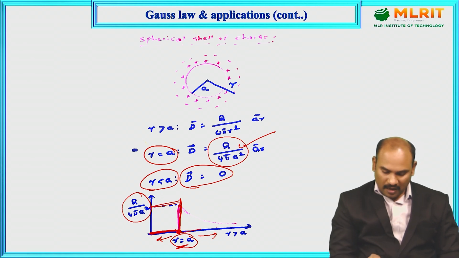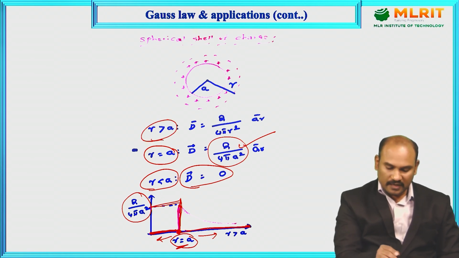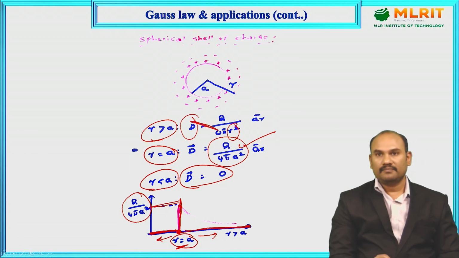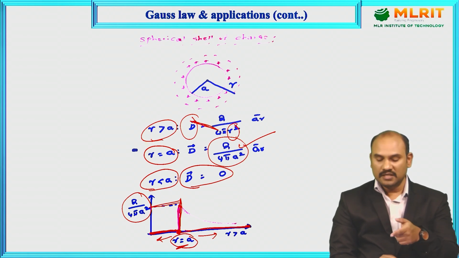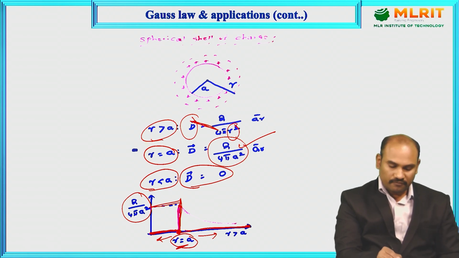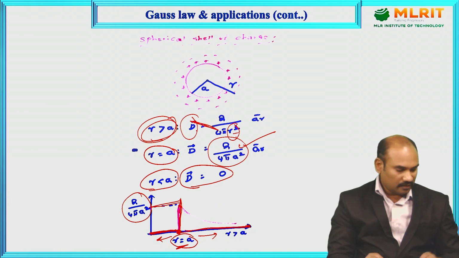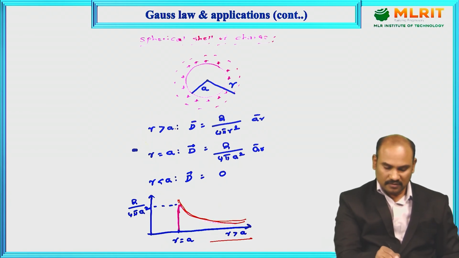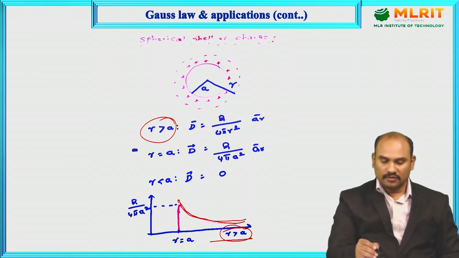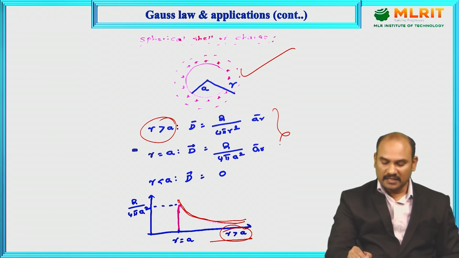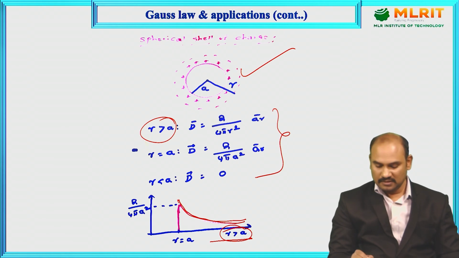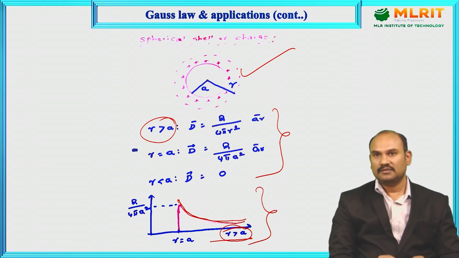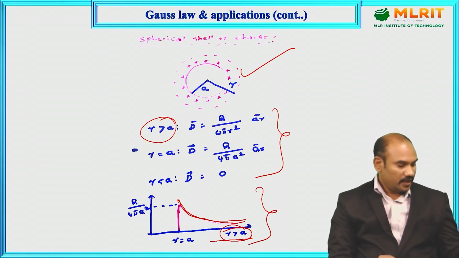Then for r greater than a, the flux density is inversely proportional to r square. It means with increase in distance, the flux density falls, not linearly but non-linearly, because it is not r, it is r square. So for r greater than a, the flux density decays with r. That's what we find here. It is decreasing non-linearly with increase in distance for r greater than a. So this is the physical analogy. These are the mathematical expressions and interpretations. This is the graphical way of understanding this application of Gauss law. Next we have another scenario.